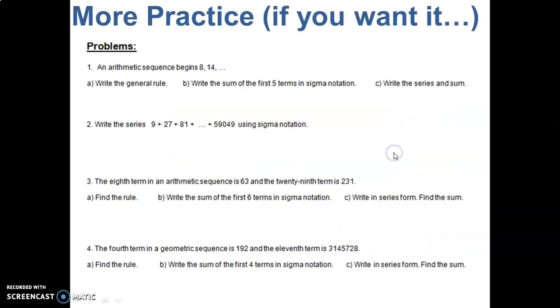Okay, so next, if you want more practice with summation symbols and sigma and all that, here are 4 problems. You can pause the video and try some of these just to remind yourself or make sure you understand this skill. These answers will not be shown, however.